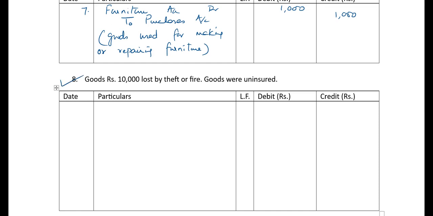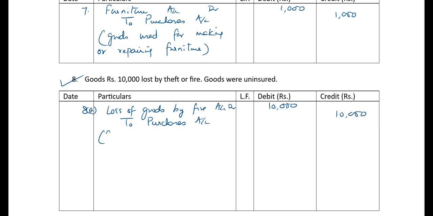Eighth transaction, goods of rupees 10,000 lost by theft or fire. Goods were uninsured. The first journal entry is loss of goods by fire, to purchases account, 10,000, for goods lost by fire.